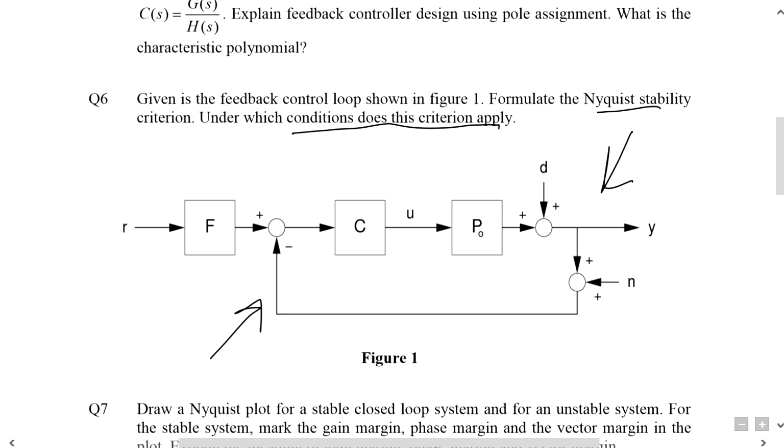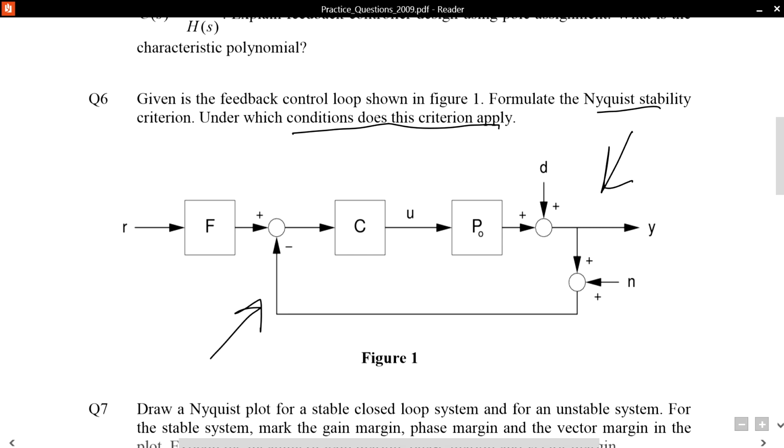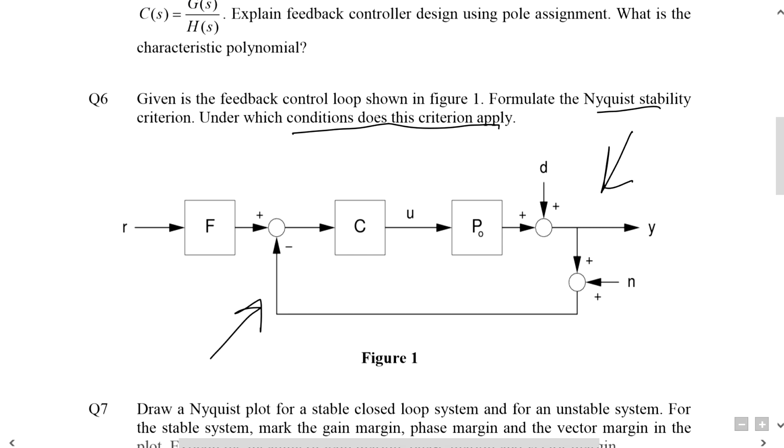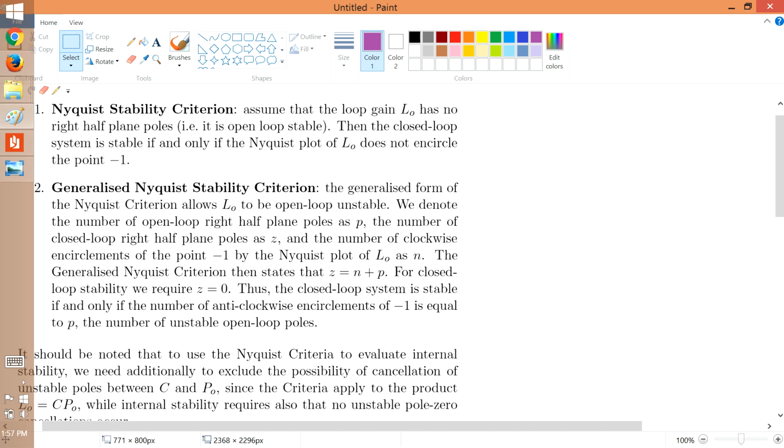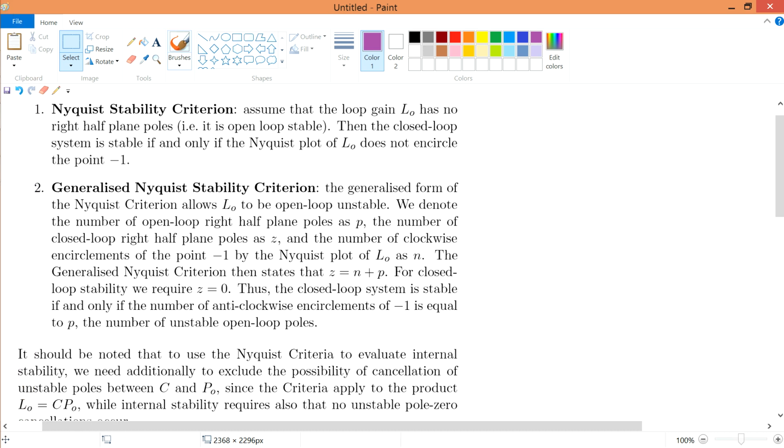Alright, this is question 6 from your practice question 2009. It states that the feedback control loop is shown in this diagram, and then therefore show the Nyquist stability criterion, and under which condition does this criterion apply. So you may wonder, how do I use this to illustrate the condition for the criterion? But anyway, the Nyquist stability criterion is actually from your page 22, you can check it out.